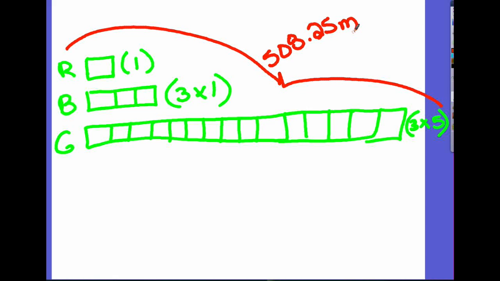And how many equal pieces did I just make? You guys already said it? 19, because if I take the red, the blue, the green, I have 19 pieces. We call those units. So now what do you think my next step is going to be? Because I have to find out how much each piece equals. Divide. What am I going to divide?